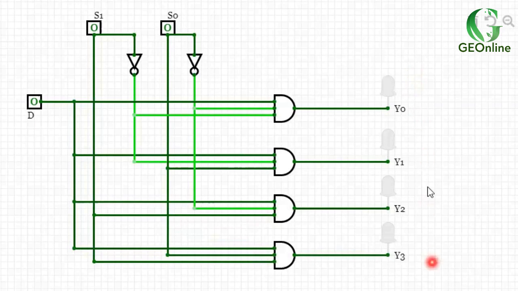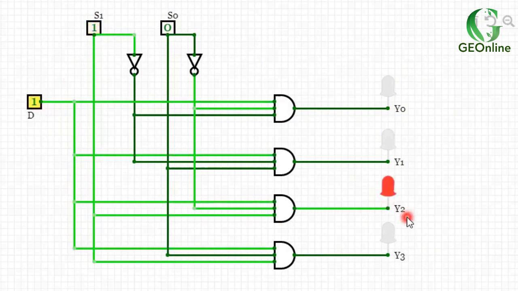Now let us see the working of our demultiplexer. First case, S0 is 0, S1 0. When I keep D high, we get output at Y0. When status changes to S0 1 and S1 0, we get output at Y1. When I change status to S0 0 and S1 1, when I keep D high, I get output at Y2. Last, S0 1, S1 1, we get output at Y3.